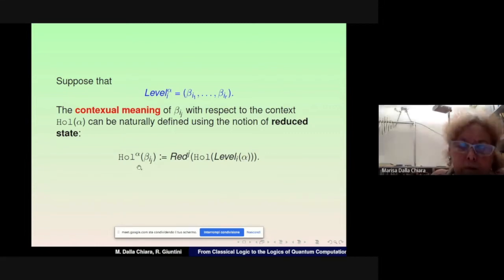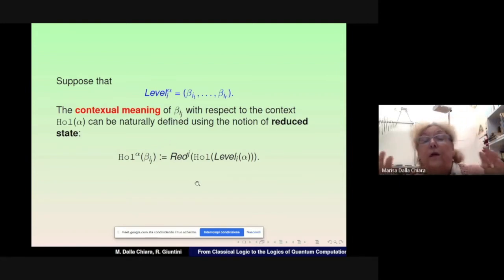Perhaps this is an important concept. Perhaps I should repeat it. Anyway, let me repeat it. The contextual meaning, with respect to the context whole alpha, of this particular occurrence of a subformula of alpha, this is the jth occurrence at the ith level of the syntactical tree of alpha.